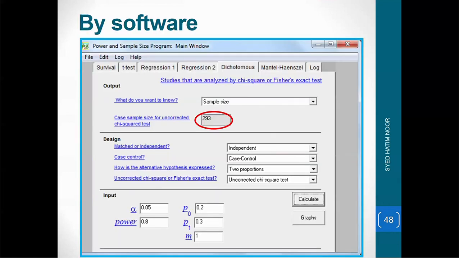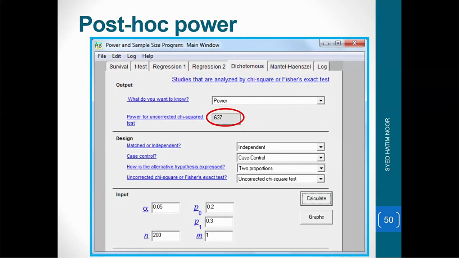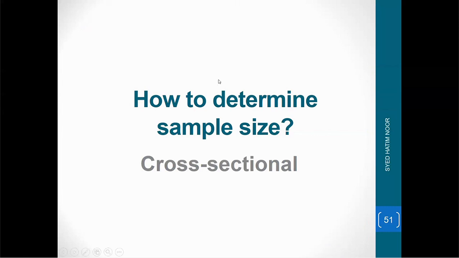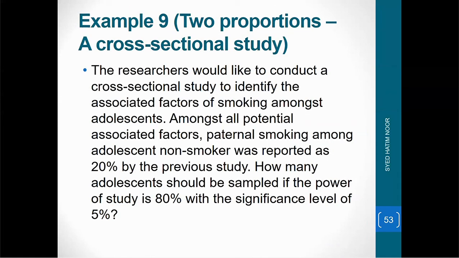And then post hoc, I already mentioned about post hoc. It's actually the same thing as the t-test just now. If you got less than your required sample size, then you have to calculate post hoc power. This is an example for cross-sectional.